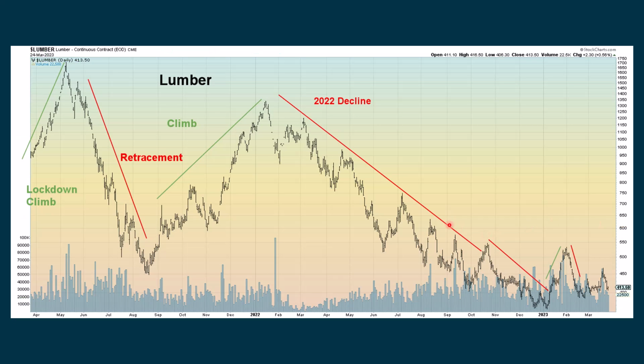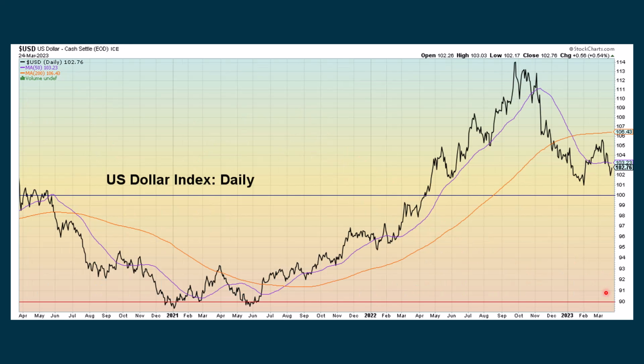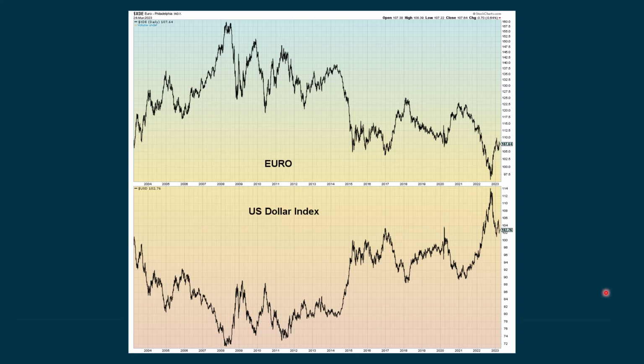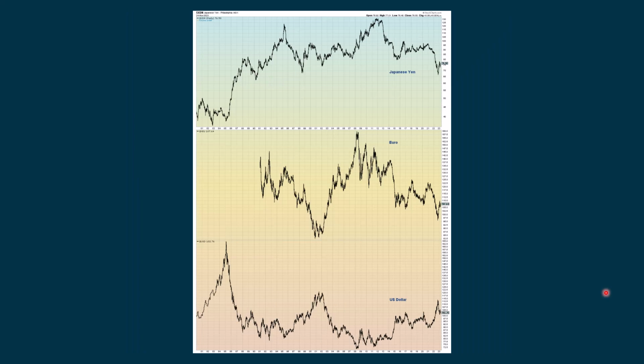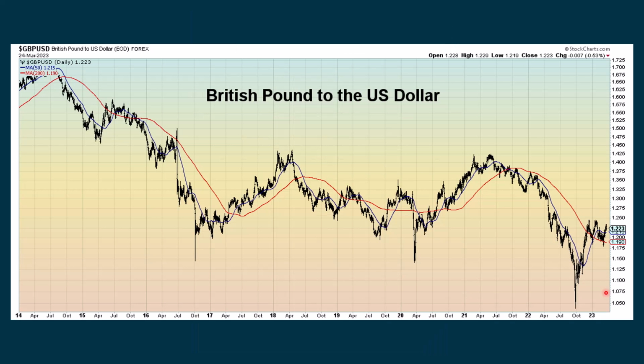Lumber has been in a really long downtrend since the beginning of 2022. It bounced back up, came back down, went sideways, bounced back up, and now it's starting to resume a downtrend. The dollar has also been in a downtrend since the early part of 2023. The euro has been in an uptrend when compared to the dollar, and the Japanese yen has also been in an uptrend. The British pound has also been in an uptrend compared to the dollar.